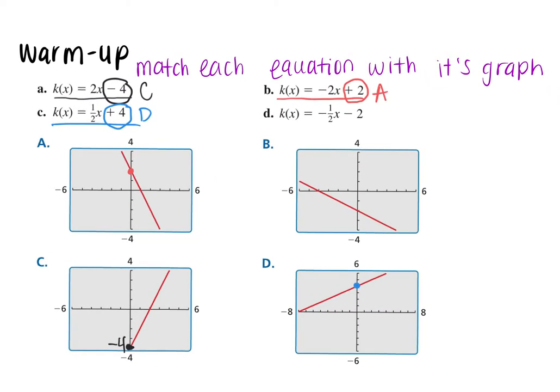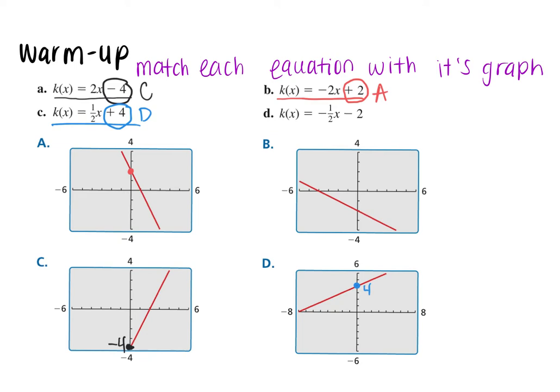Why would that match to D? Does anyone else know? Joseph? Because D is showing a positive y-intercept. Very good. D is showing a positive and specifically +4 as the y-intercept. Excellent. Okay? So that's why D belongs with C.